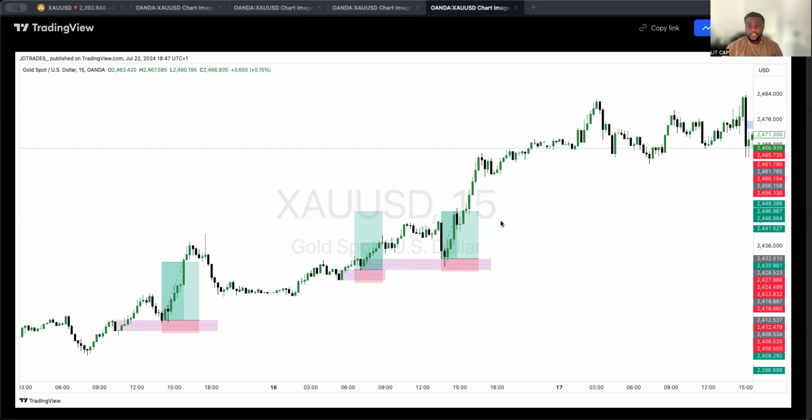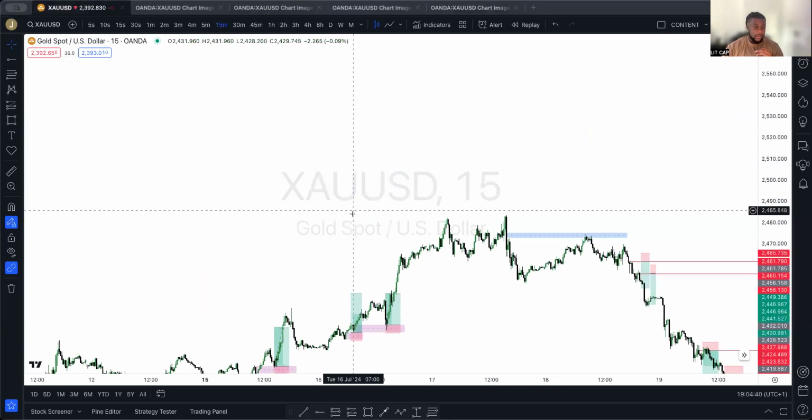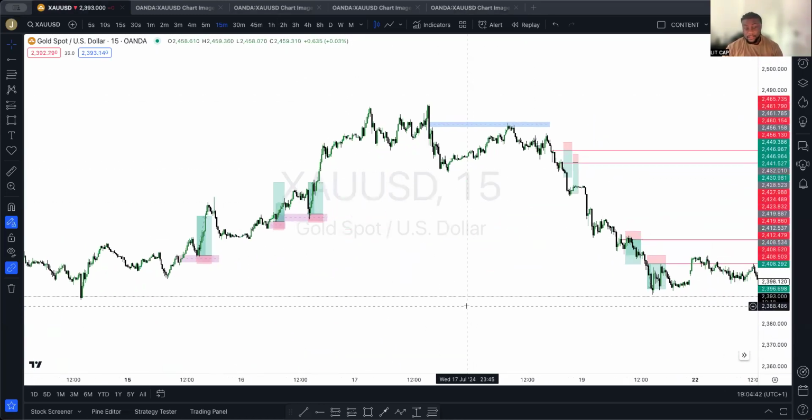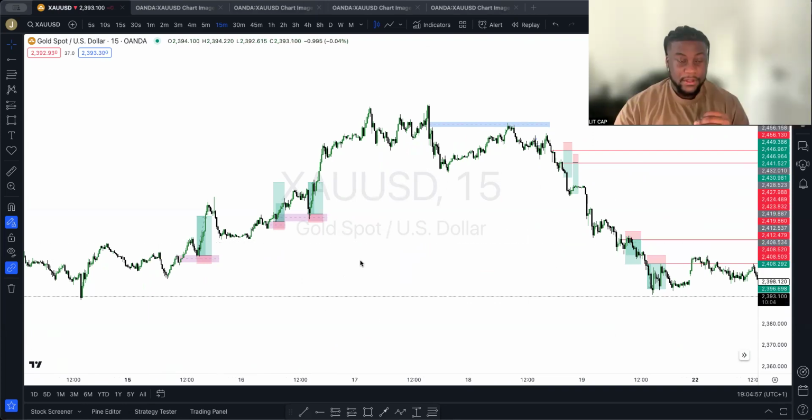This is so, so simple, guys, and I want you to give this a go. Go to your chart and backtest this. It works across the board. It works for currencies, it works for cryptos, it works for the stocks. It also works for the commodities, okay? So I want you guys to give this a go for yourself.